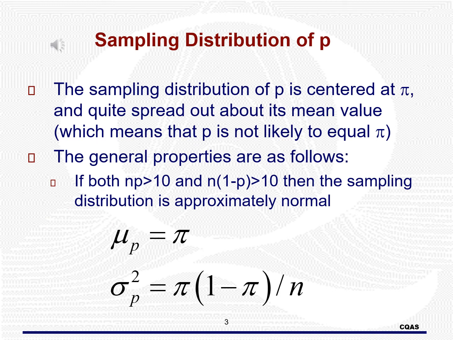Just as with the sample mean, we get a distribution for the sample proportion. This distribution is centered at pi. The properties of the sampling distribution are given in the slide. As long as both criteria are met, we get the mean and variance of the sampling distribution as given on the slide. We will use this information to create a test statistic in order to test hypotheses and create confidence intervals for pi. Let's first look at the test statistic.